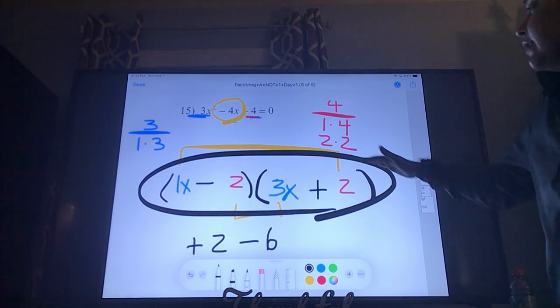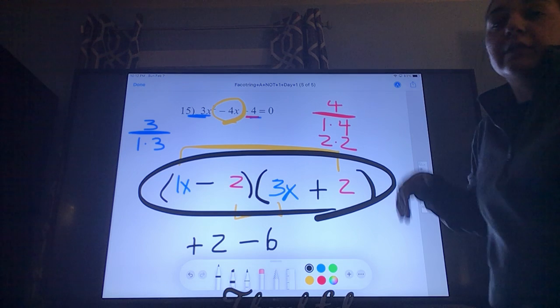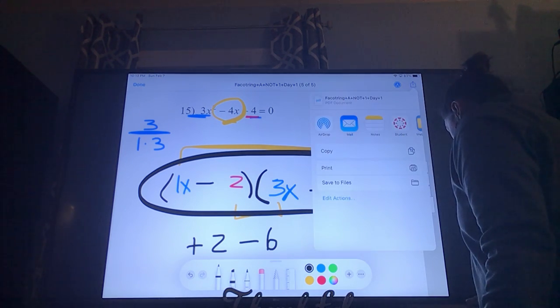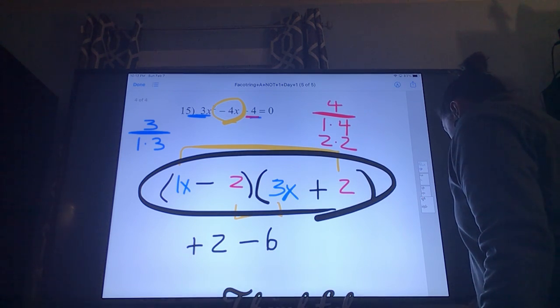So maybe try that. Maybe start on the bottom every time and see if that works better for you. I honestly don't know. Maybe that's just a trick with the worksheet. I'm not sure. All right.